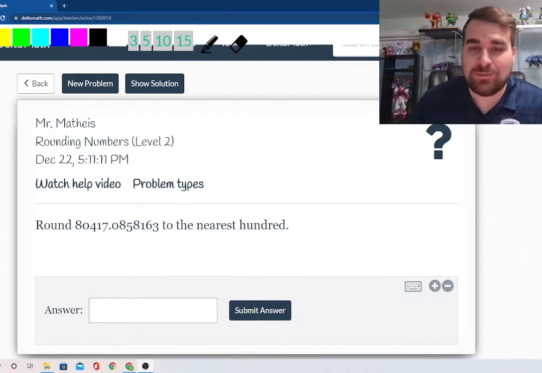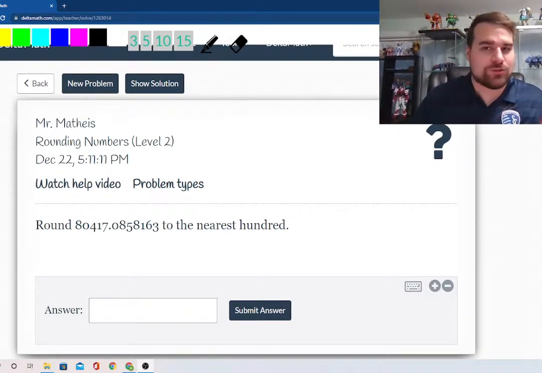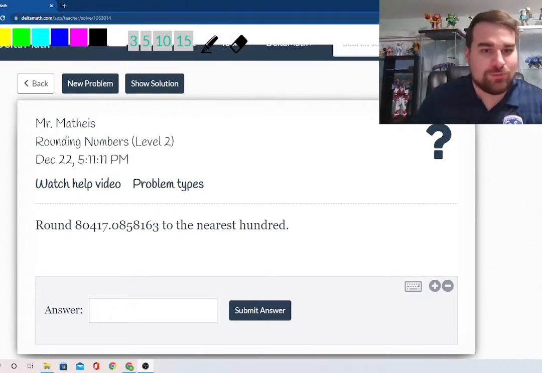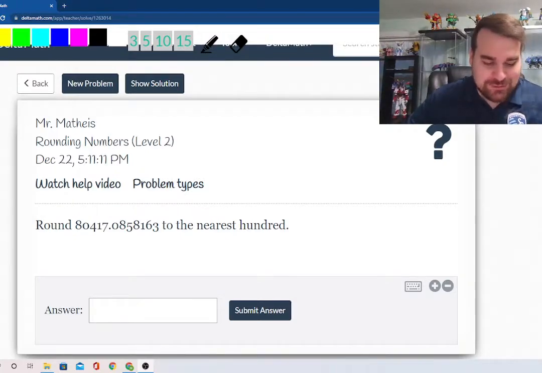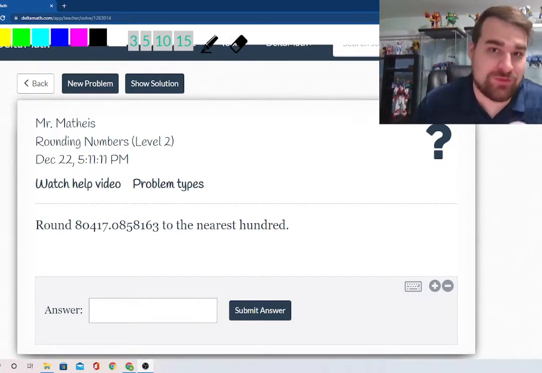Today, we're going to be talking about rounding numbers level 2 problems. So if you're just getting into it, don't forget to check out that level 1 video, but we're going to take a look at this one. Now, I even zoomed in the screen on this problem because there are so many numbers here. Like, look at this thing, 80,417 point, like a million digits after the decimal, and we got to round this somehow.